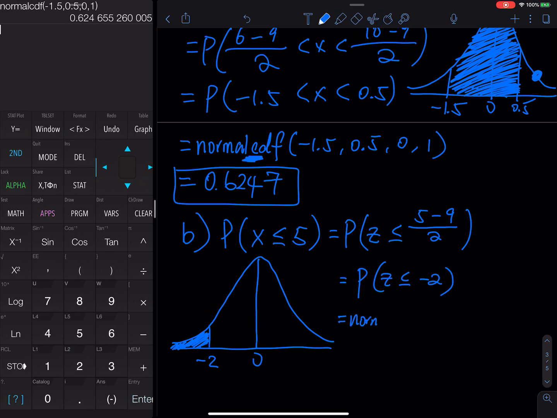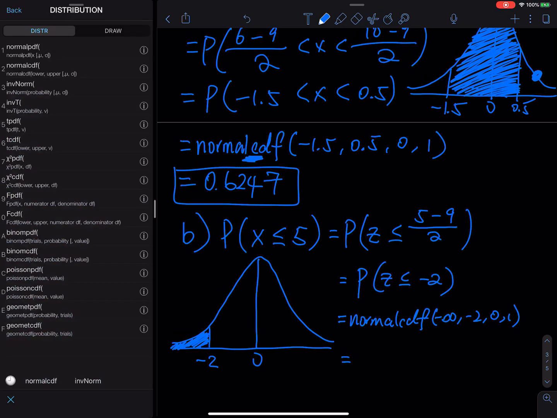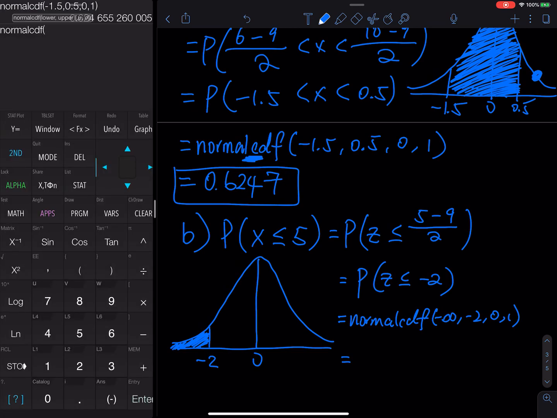And then you have normal CDF from negative infinity to negative 2, 0 and 1. So second, negative 1, and then second, comma, 99 to negative 2, and then 0 and 1. You have 0.0228.